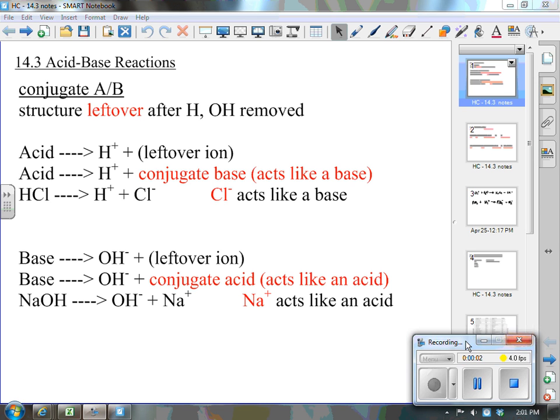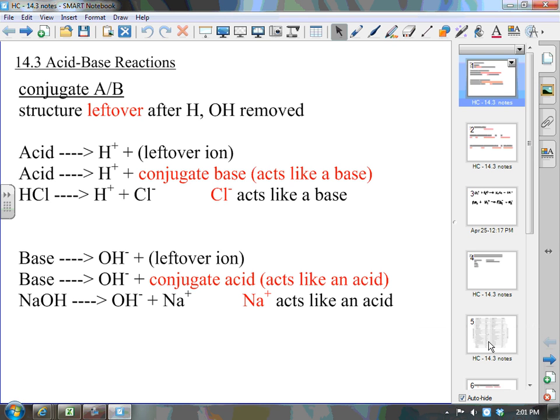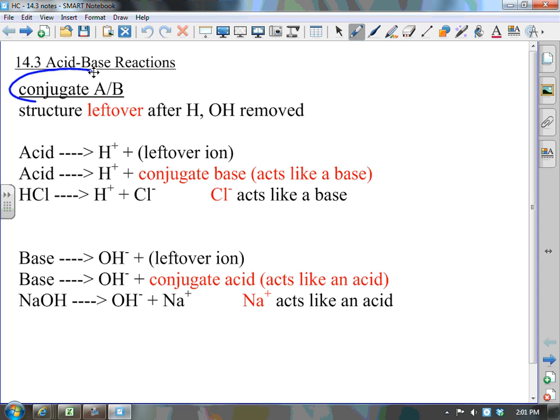In this section, we're going to look at the actual reactions between acids and bases. Now, before we do that, we've got to define a couple of new terms. We're not learning a new way to write reactions, just a couple of pieces within an acid-base reaction. The term we're going to talk about is conjugate acid and conjugate base.